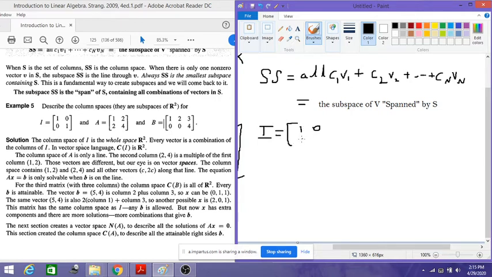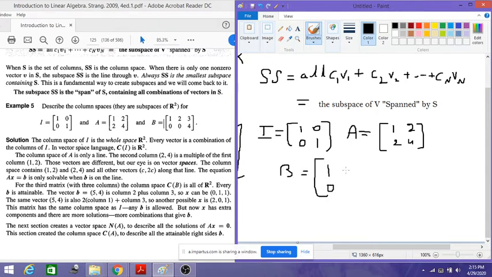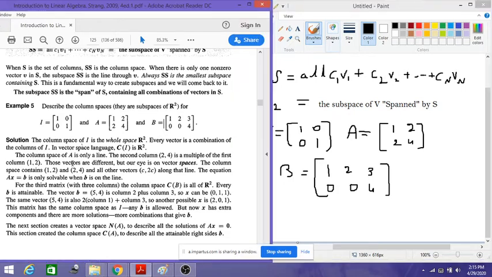It is a 2 cross 2 identity matrix here, and we have A as [1 2; 2 4], and we have B which is equal to [1 0; 2 0; 3 4]. So the identity matrix is the whole space here, the whole space that is represented as R square, and the column space of A is only a line.